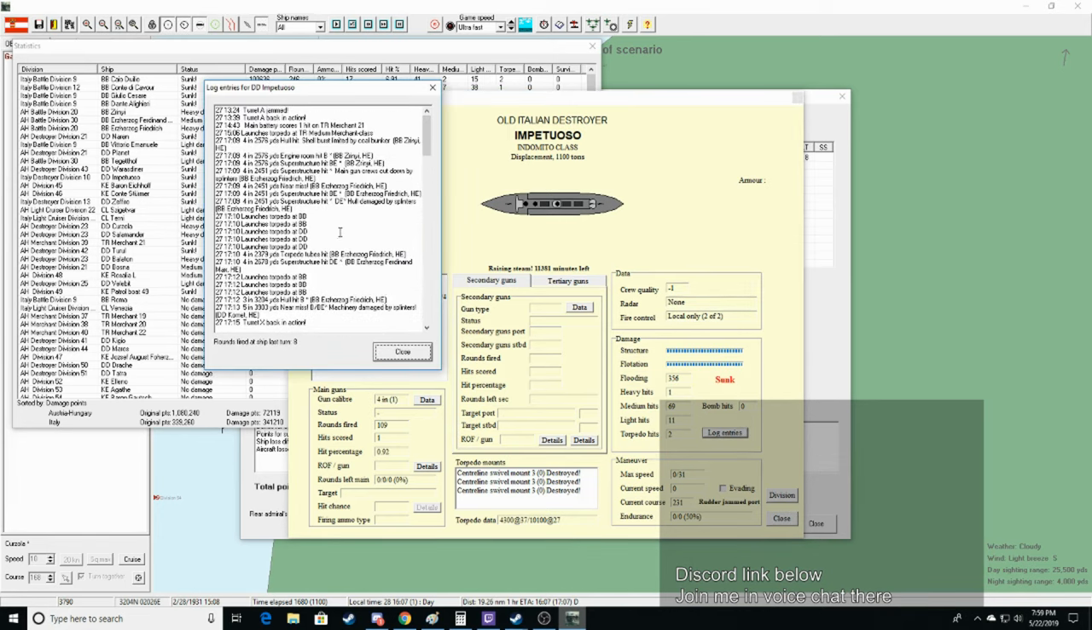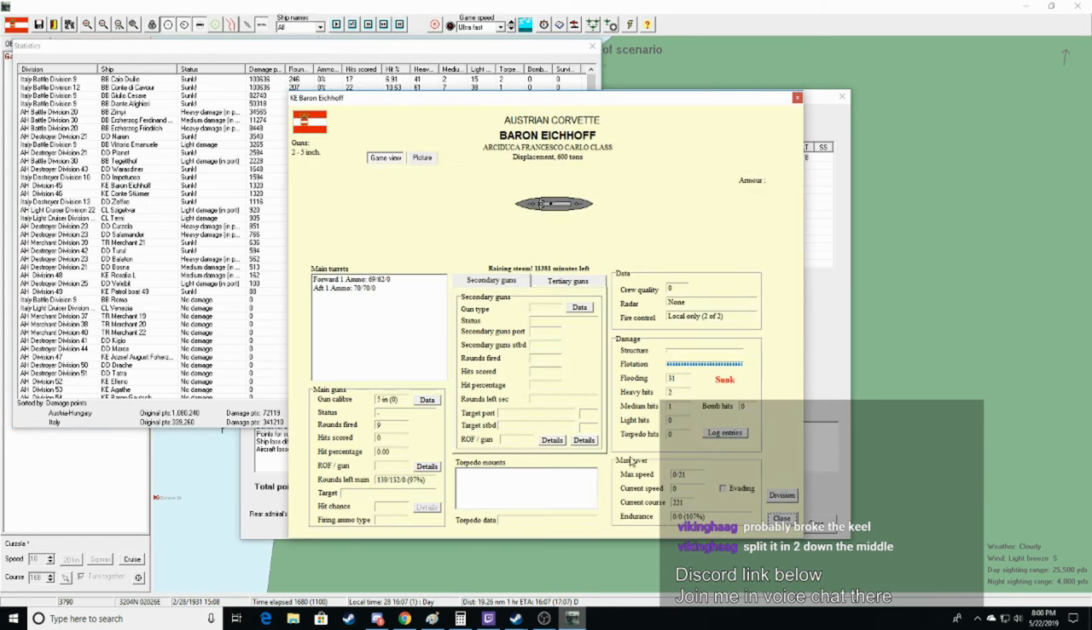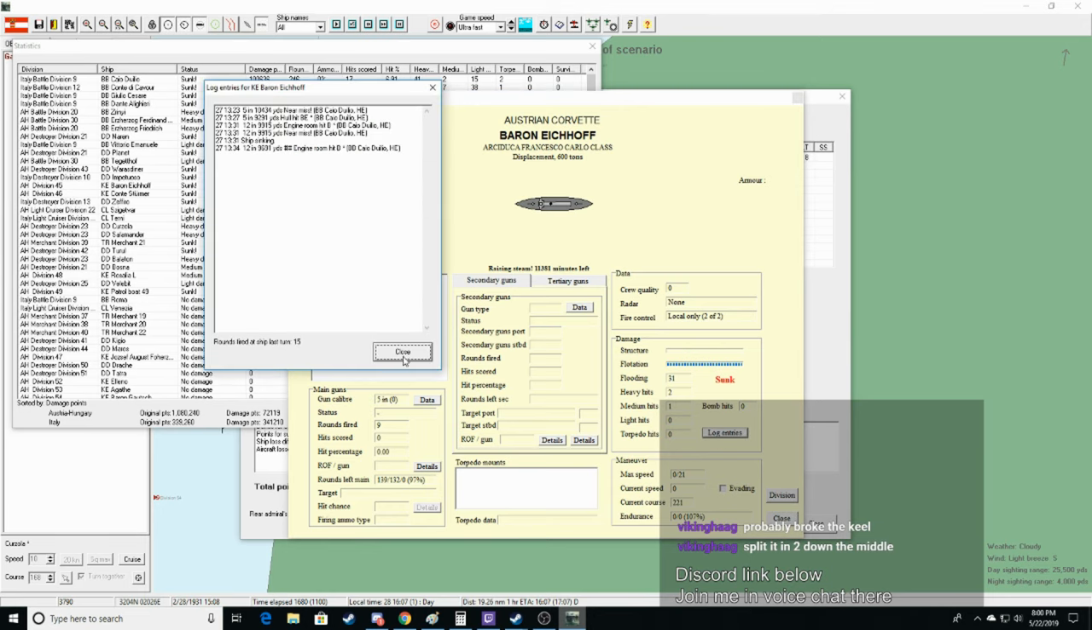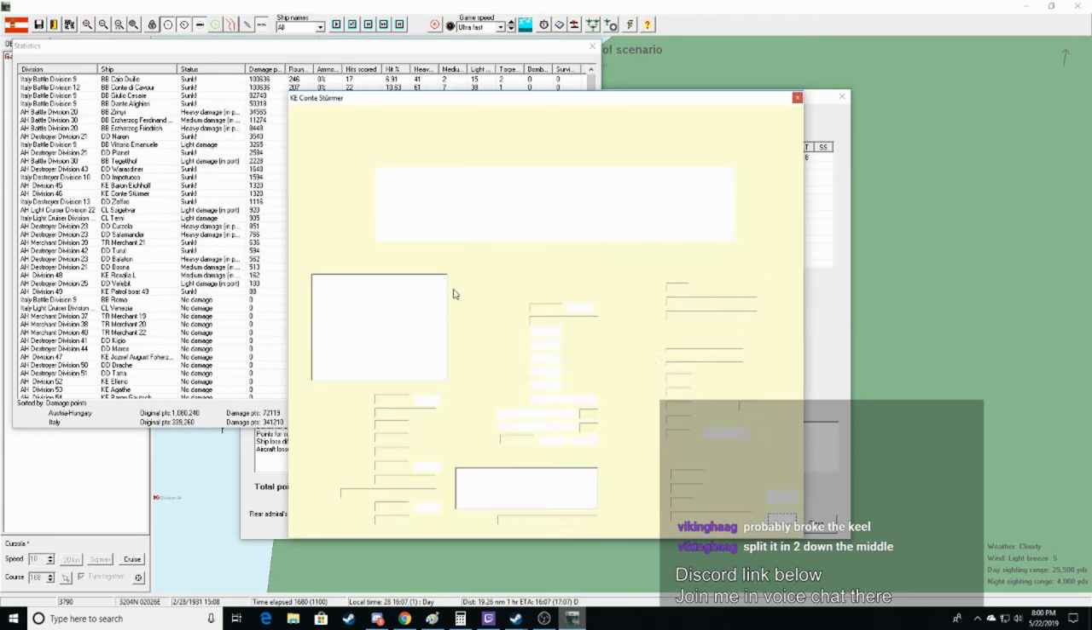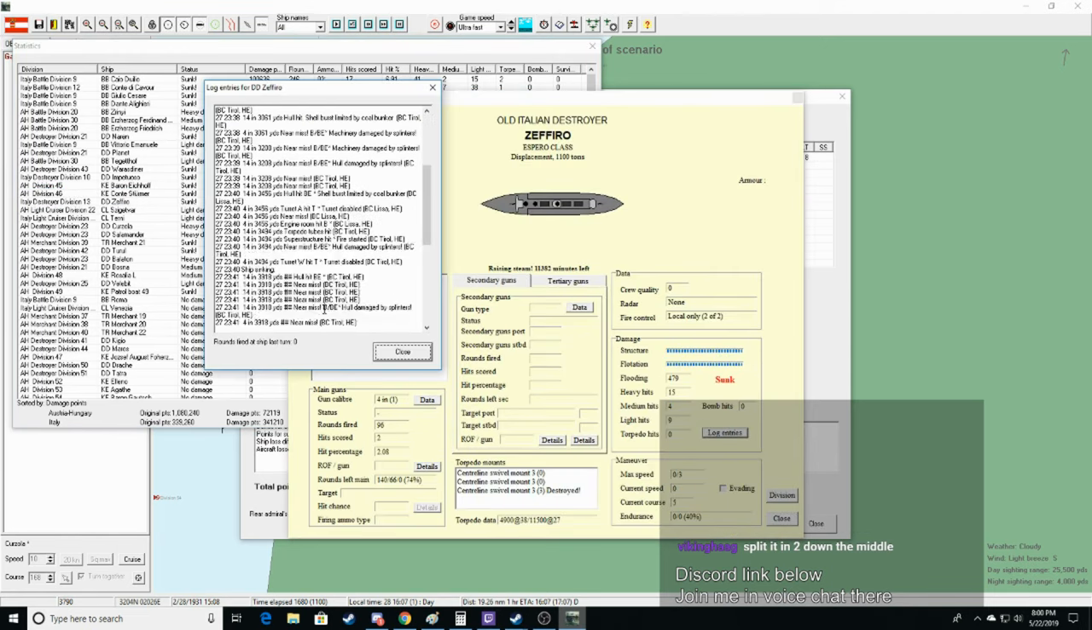Was this the one which torpedoed our ship? Probably broke the keel. Yeah, this one torpedoed our ship right there before getting shot down, splitting it down the middle. Yep, probably. And then we lost this minesweeper from them shooting at it, and we lost this other minesweeper from them shooting at it. And this is the other Italian destroyer we sank.